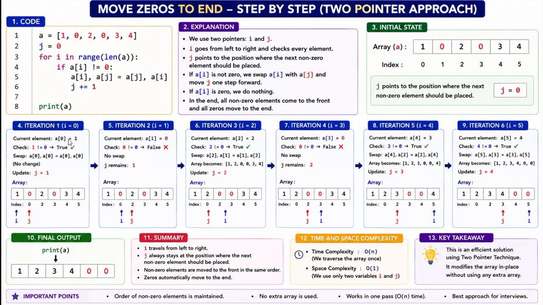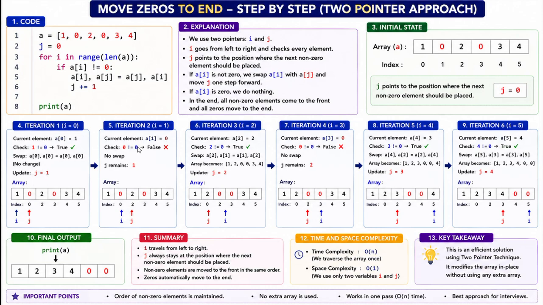A of 0 equals what? A of 0 is 1, right? So we check the condition here: a of 0 is not equal to 0. It is true or false? A of 0 means 1, and 1 is not equal to 0. It means true, right? So there is no change and we are updating j equal to 1. Here j got updated.